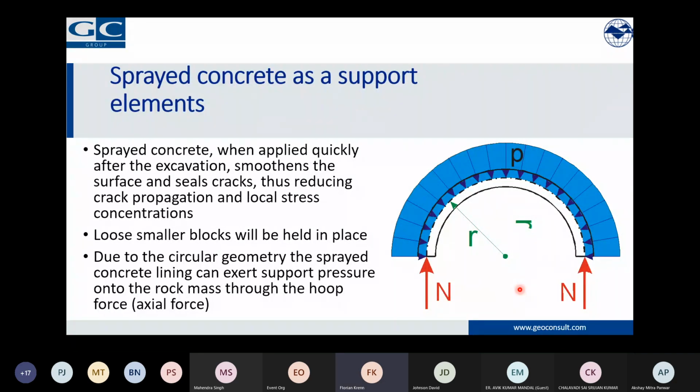Now, coming to sprayed concrete as a support element, I mentioned it, it is quite an important primary support element, because when we apply it very quickly after the excavation, it smoothens the surface. That's one thing. So that means we have a smoother surface, no stress concentrations, and it also seals some cracks. That means stress propagation or crack propagation is also stopped. So basically it's a sealing which delays the deterioration of the rock mass. Then also loose smaller blocks will be held in place, because the sprayed concrete has enough shear resistance to keep smaller blocks in place.